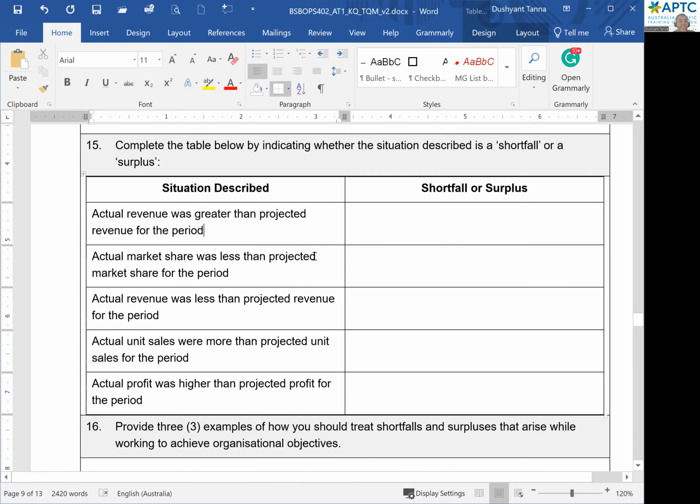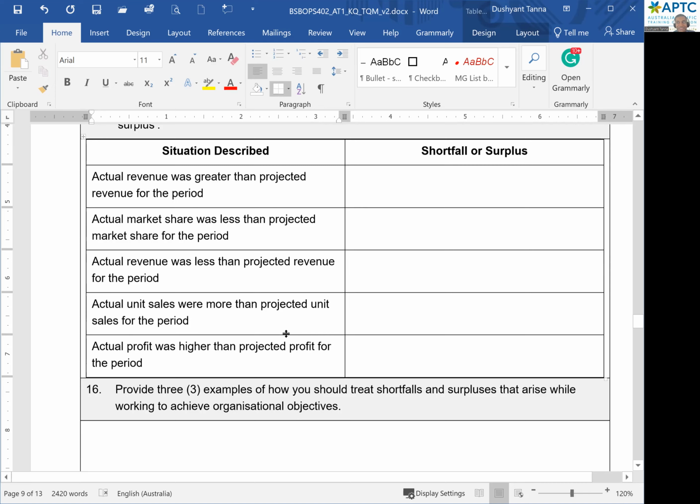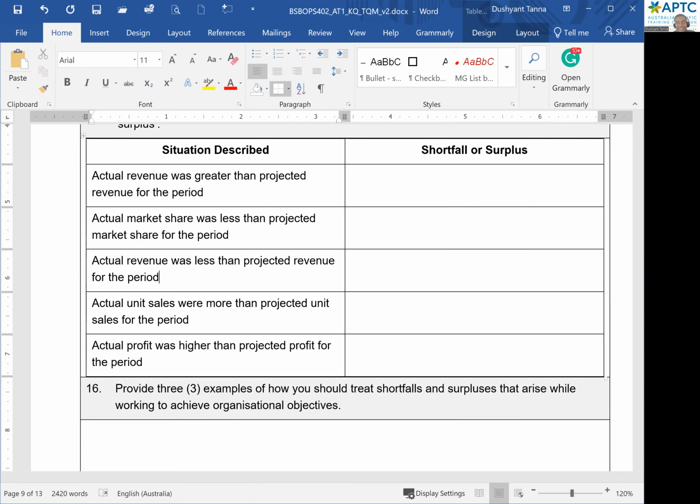Actual market share was less than the projected market share. Shortfall, thank you. Actual revenue was less than projected revenue. Shortfall, thank you. You are knocking it off. Good. Actual unit sales were more than projected. Surplus. And actual profit was higher than projected profit. That's also a surplus. Yeah.